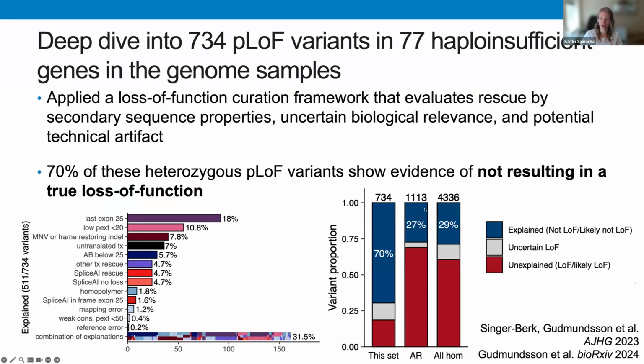So on the right here, that 27, 29%, those are the numbers I was showing on the last slide, though I should note little differences. So again, recessives about 27% seem like they're not necessarily causing loss of function, but for these loss of function variants in haploinsufficient genes, the majority of them seem like they're not actually real loss of functions. And the reasons for that are on the left. So some of them are in the last exon, some of them have a frame restoring indel, but a lot of them are a combination of different variants. So again, if you see something in the data set that seems suspicious, it might not be real. But this is one powerful aspect.